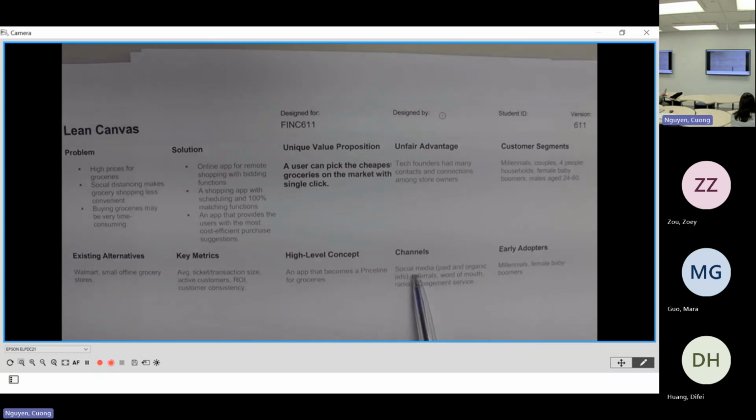Then we use social media, referrals, word of mouth, radio, and so on to advertise their products. The key metrics for their business will be transaction size, active customers, return on investment, or customer consistency, and so on.